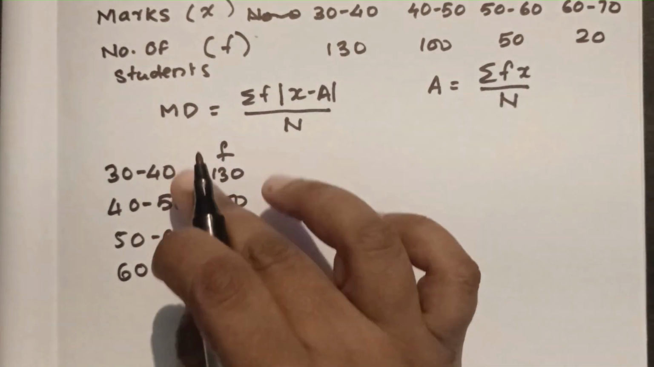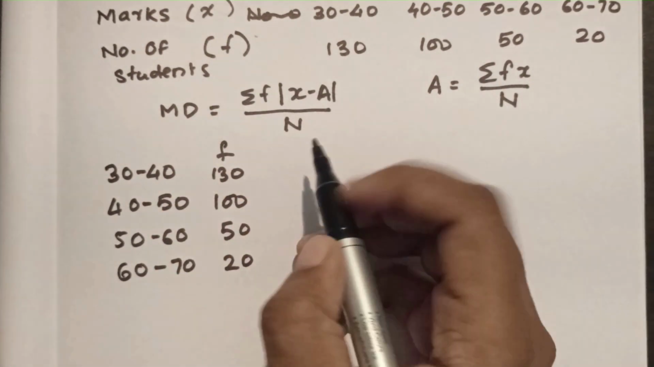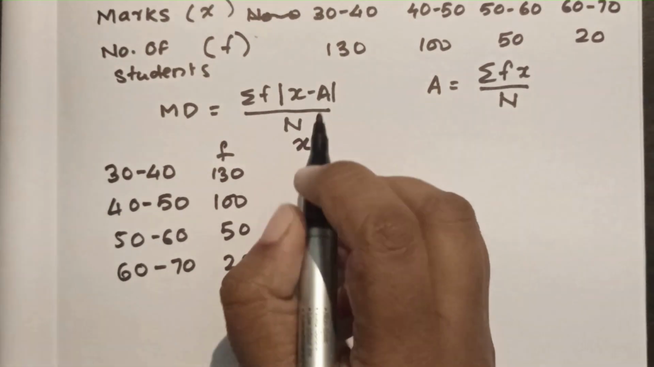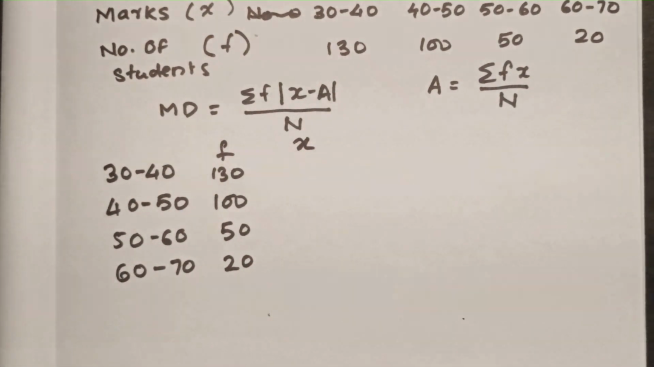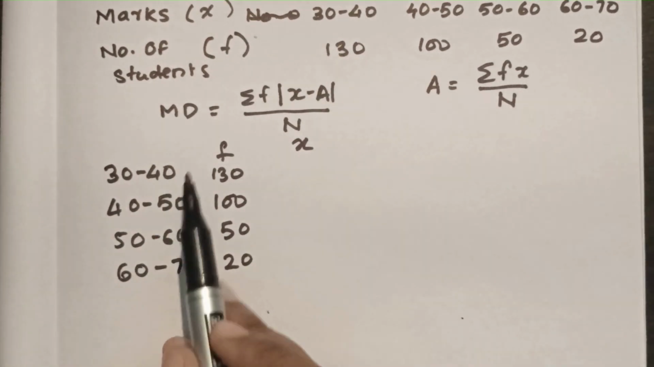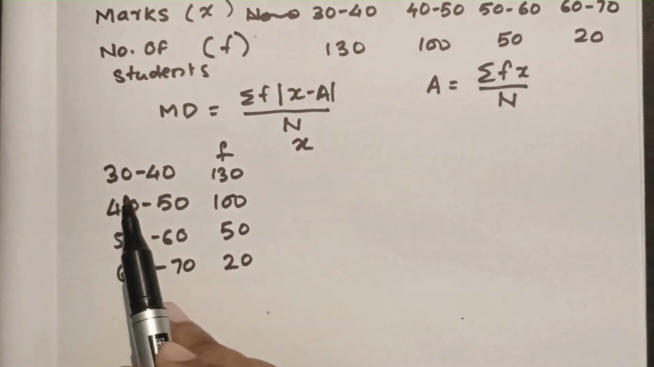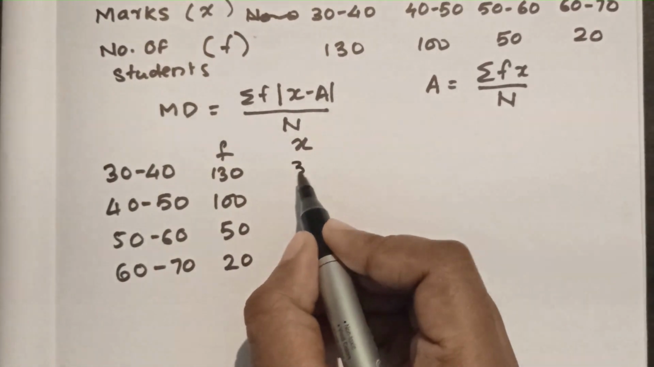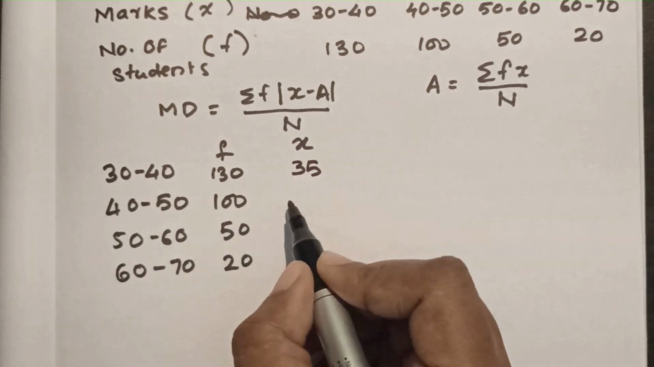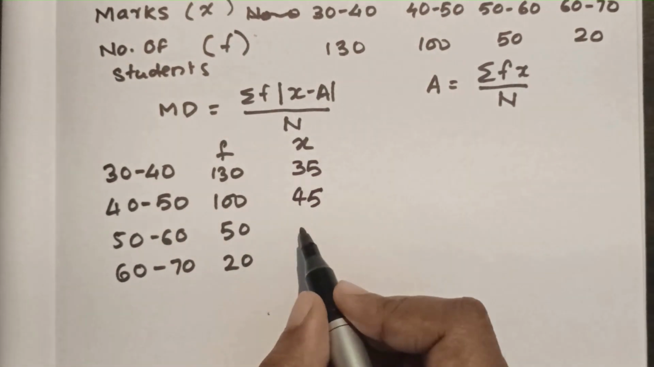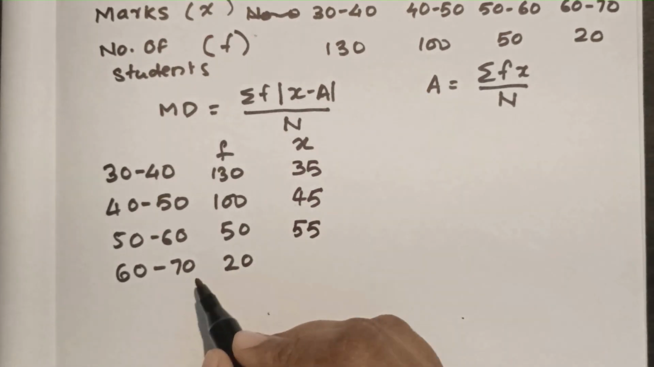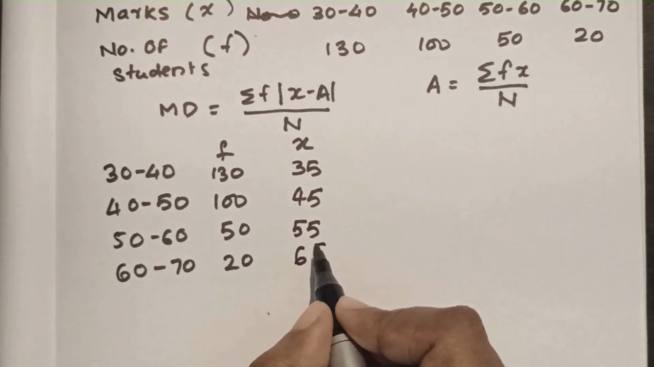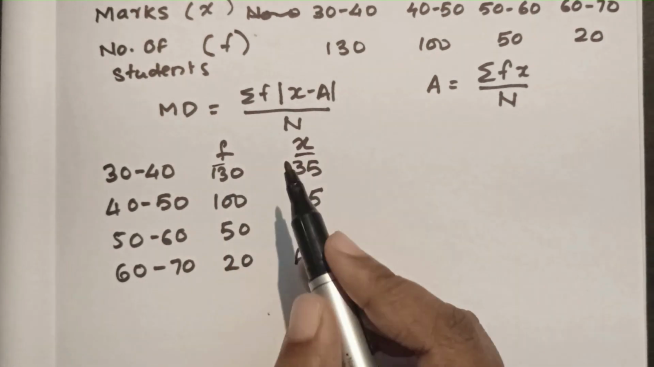We have to find the mid value for the class intervals. How will we find the mid value? I hope you all know that. I've covered this in a previous video, how to calculate mean and everything, but still I'll be repeating it here. We have to find the mid value of each class interval. 30 plus 40 divided by 2 gives you 35. Again, 40 plus 50 divided by 2 is 45. 50 plus 60 divided by 2 is 55. 60 plus 70 divided by 2 is 65. This is your x, and this is your f.